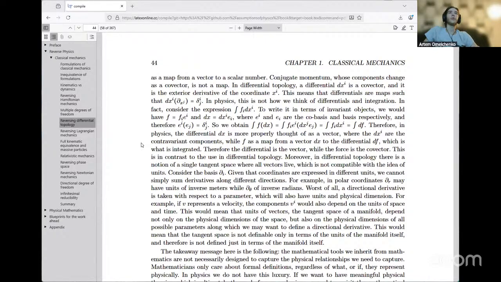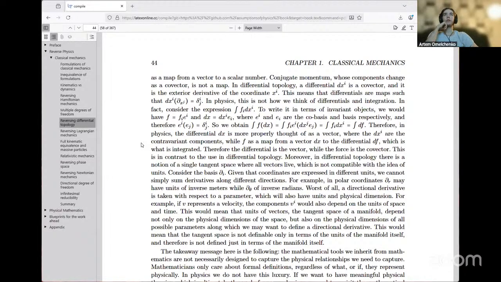In differential topology, a differential is a covector, and it is the exterior derivative of the coordinate. This means that differentials are maps such that the differential of x^i applied to the basis vector partial x_j is equal to the Kronecker delta. So it's 1 if i is equal to j and 0 otherwise. Okay. In physics, this is not how we think of differentials and integration.